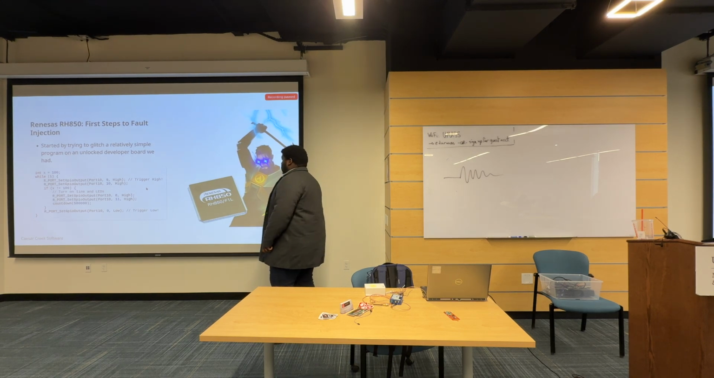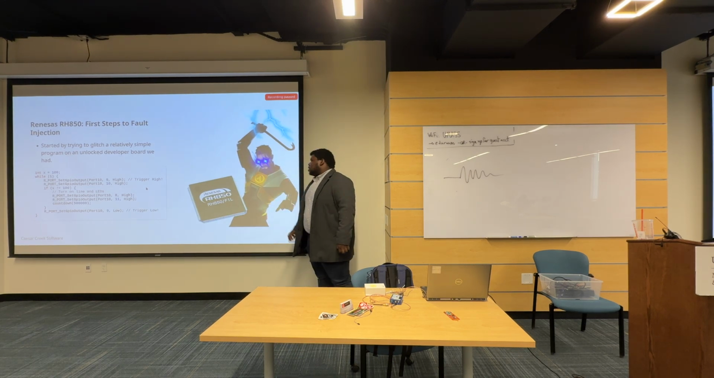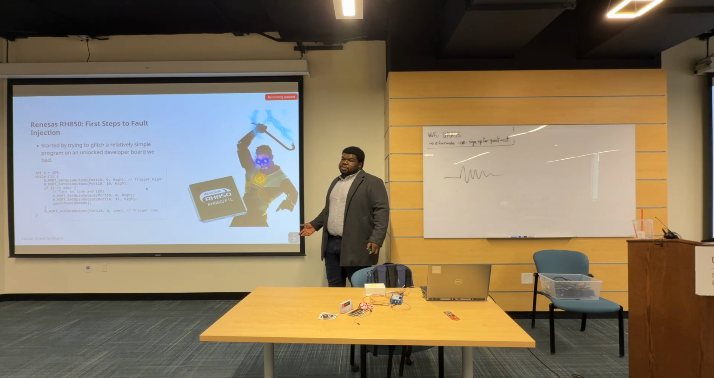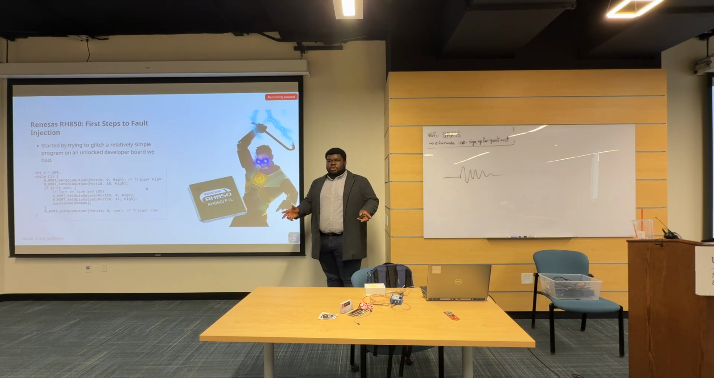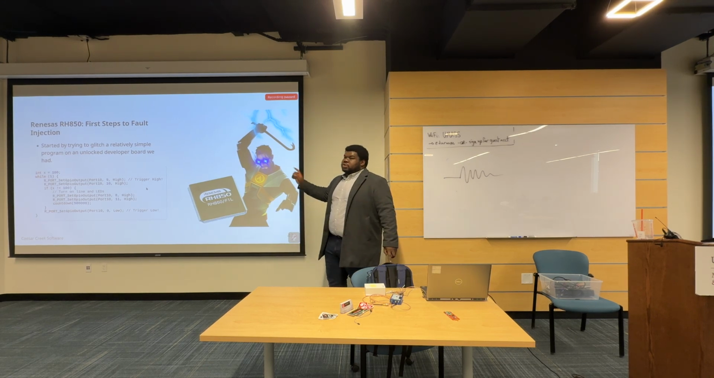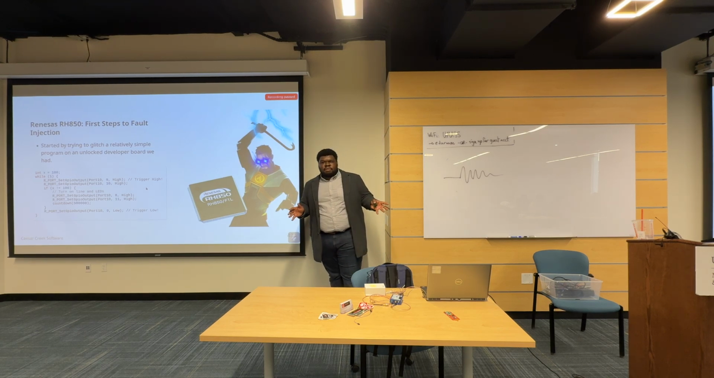What we did here is we have this trigger, which is basically going to send out a signal so we know when to glitch, and then it'll set it low so we know that we went too far. Does that make sense, everyone?